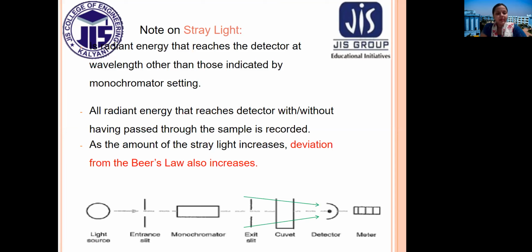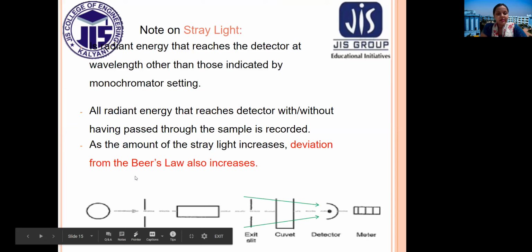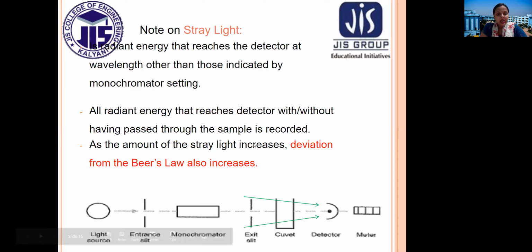See in this figure, light is being emitted from the light source, and now it reaches the entrance slit. This is the entrance slit, from which it falls into a monochromator. Again, from the monochromator, it exits through the exit slit, and then through the detector meter, it is detected. Now all radiant energy that reaches the detector, with or without having passed through the sample, is recorded, and as the amount of stray light increases, deviation also increases.